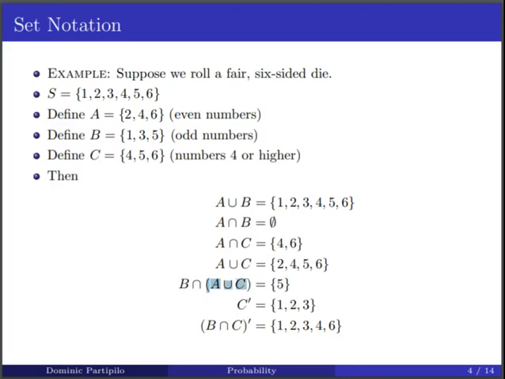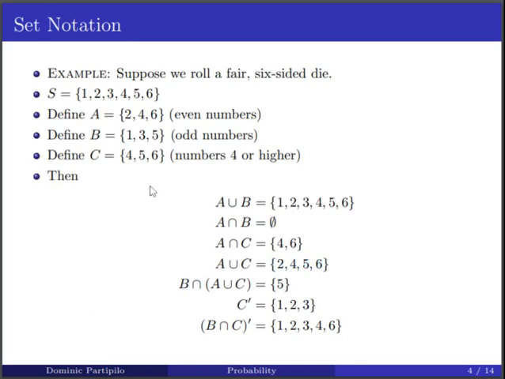And this part right here is what we want to do first because it's in parentheses, just like order of operations. But the nice thing is that we already computed what A union C is. We found that A union C was 2, 4, 5, and 6. So if we want to find what B intersect (A union C) is, we need to find the intersection of B and {2, 4, 5, 6}.